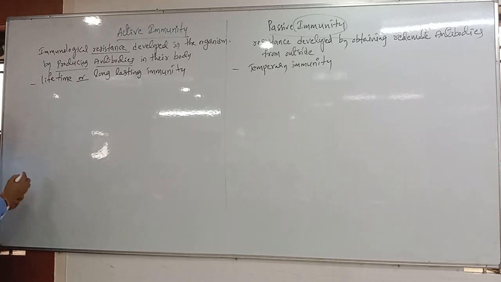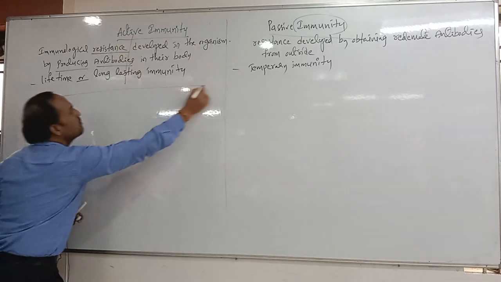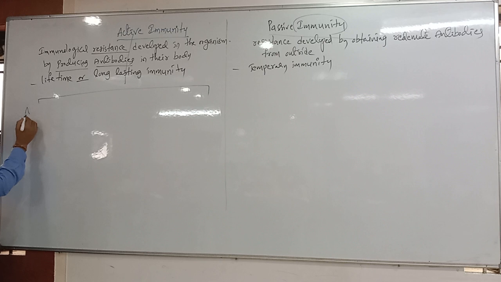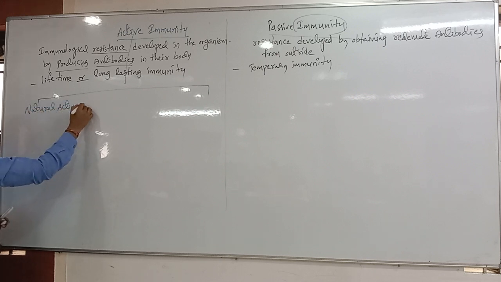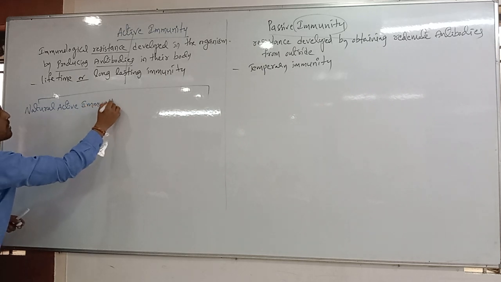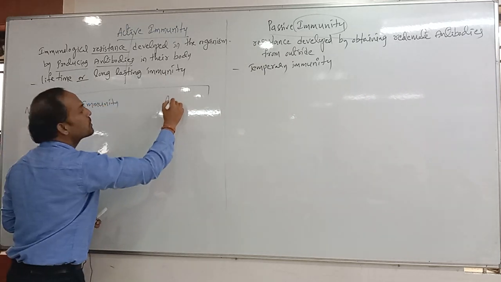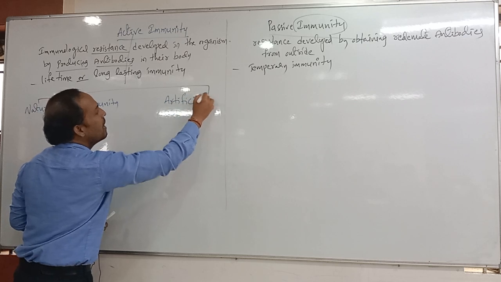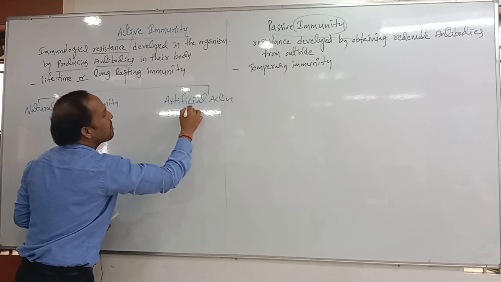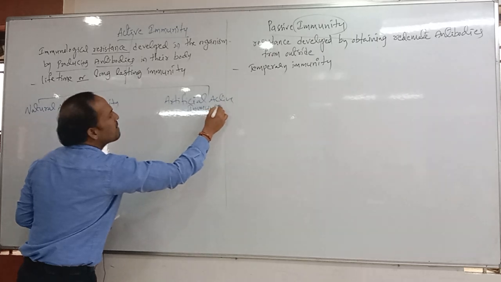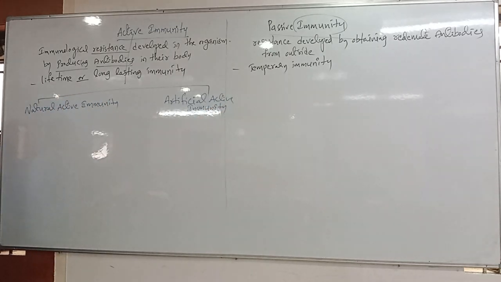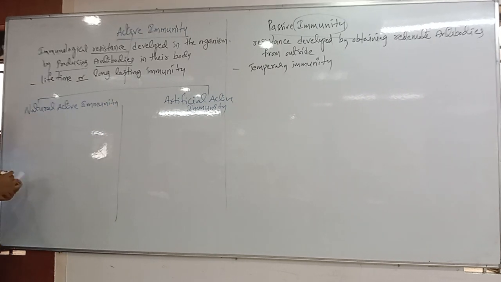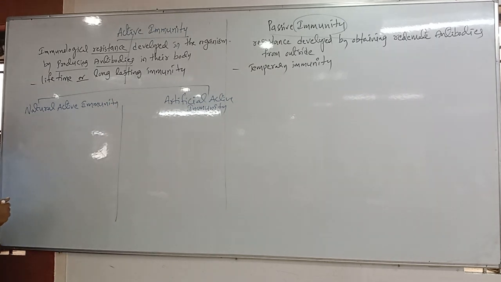Types of active immunity. Active immunity is divided into two types: natural active immunity, and second, artificial active immunity. They can ask match the following questions on this. Be careful, you should completely understand. So first we can discuss natural active immunity.